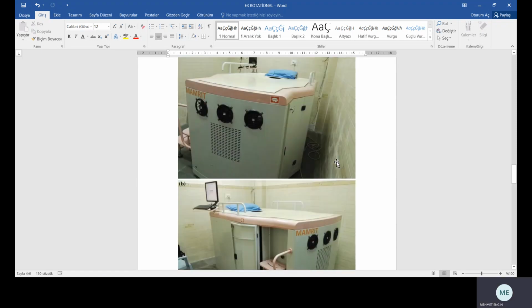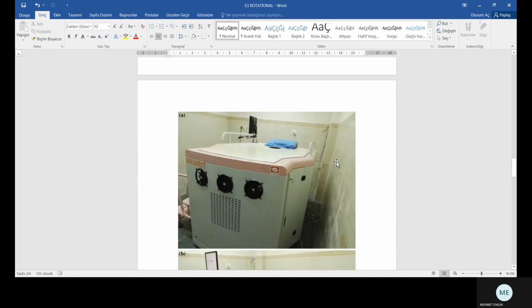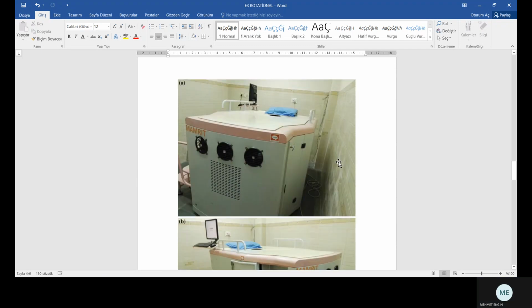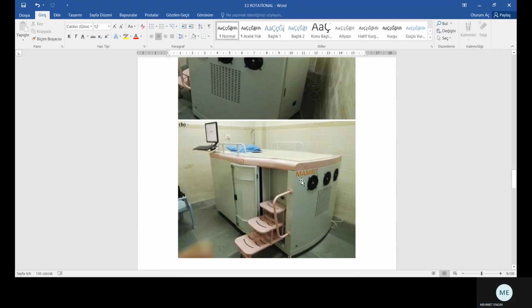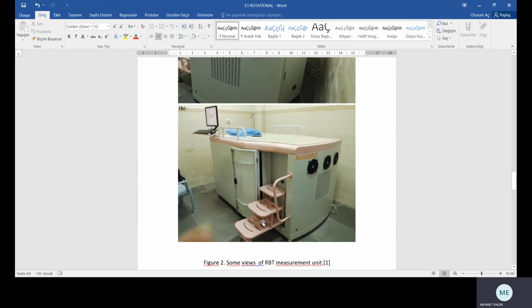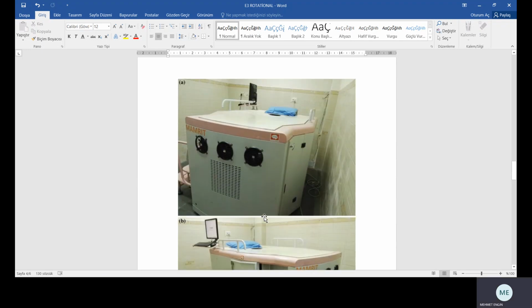Rotational thermography. A novel setup known as the mammary rotational infrared thermogram (MAMRIT) unit is used for acquiring rotational breast thermograms. The unit comprises an imaging chamber with the patient table on its top, and it is shown in figure 2. Some views of this chamber unit are shown in figure 2.